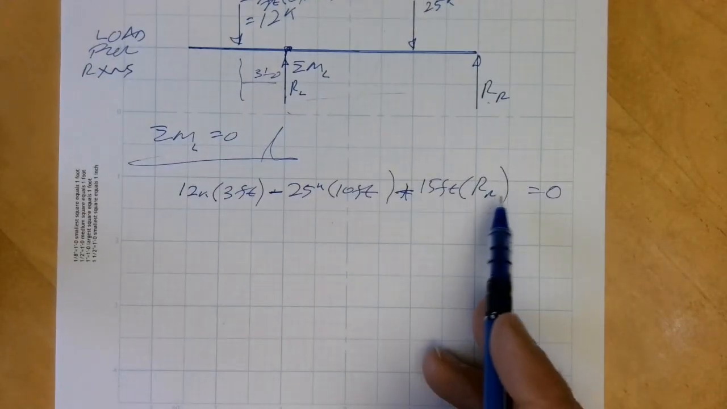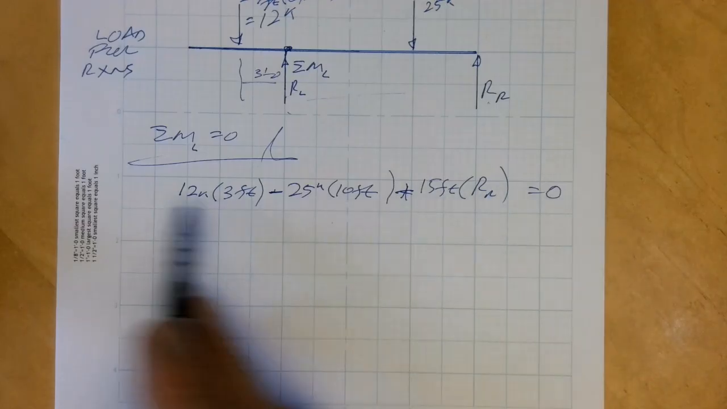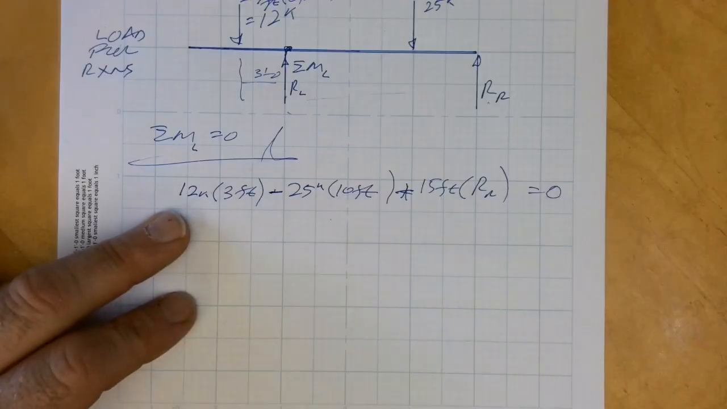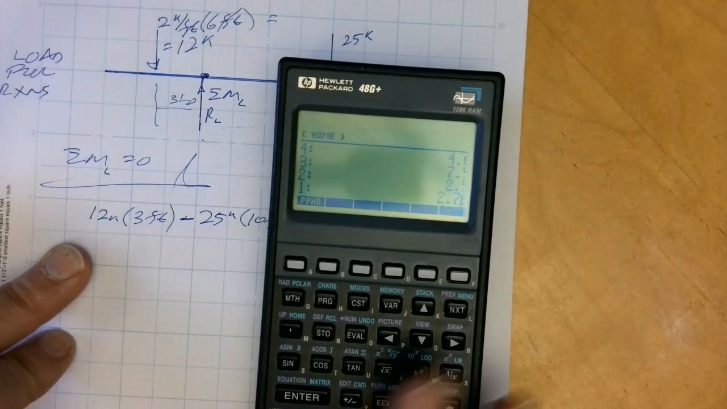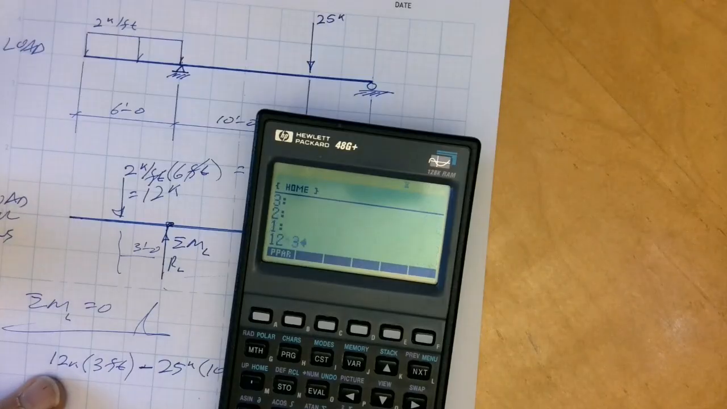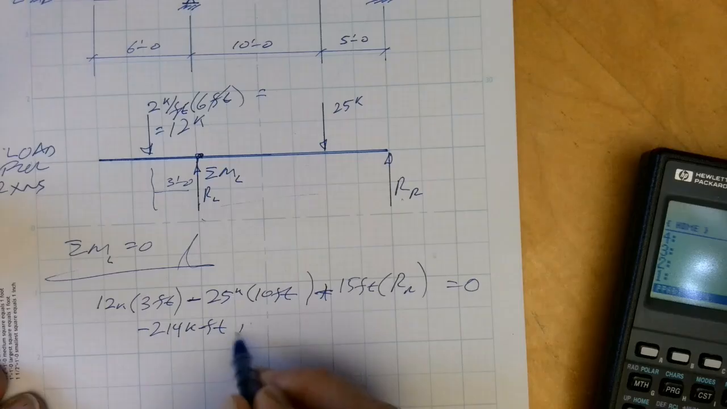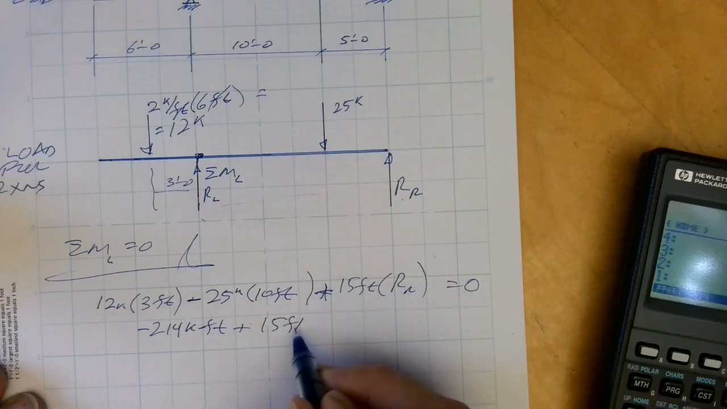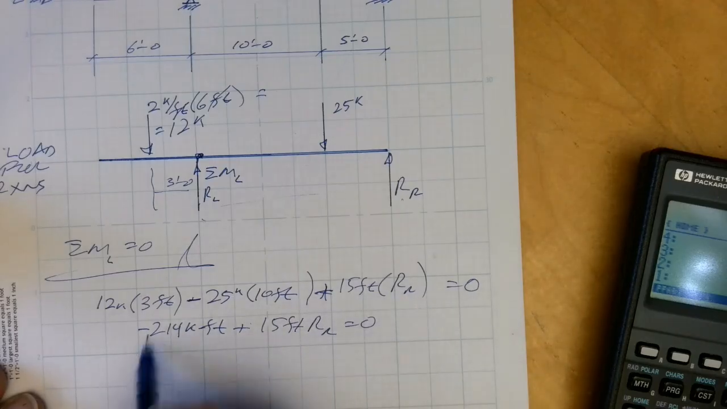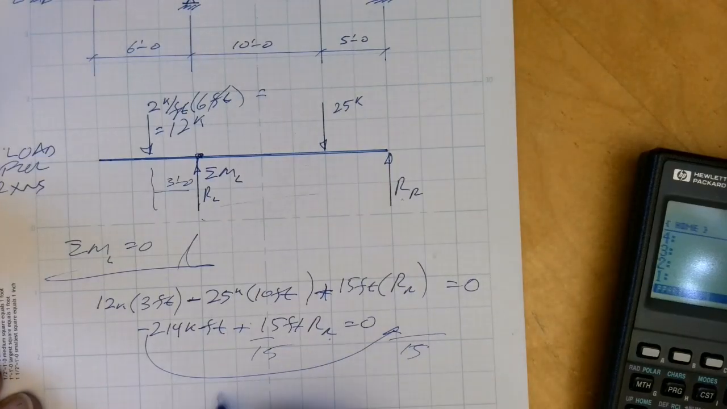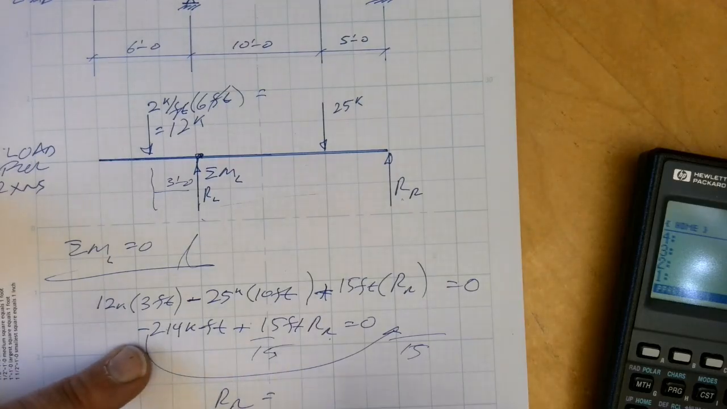Okay, so back to this. Let me just start breaking this down. So I'm going to have, let's just do that here. So let's see. 12 times 3, 25 times 10, minus, that's going to go to the other side. So I have minus 214 kip feet plus 15 feet R equals 0. This is going to come over to here. Divide by 15 on each side. And R sub R is going to be this divided by that, essentially.